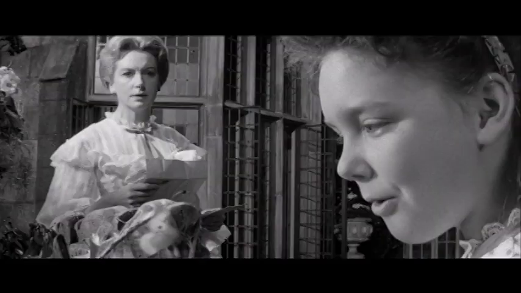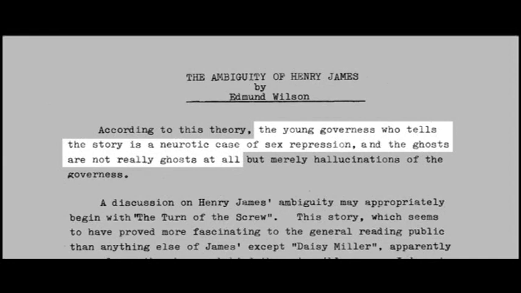But he also sharpened up the dialogue and made it much more Freudian. Oh, look, it's a lovely spider and it's eating a butterfly. Jack Clayton had read a famous essay by the literary critic Edmund Wilson, written in the mid-30s, called The Ambiguity of Henry James, which suggested that the story might well be a fantasy on the part of the governess, a sexual fantasy that she's projecting onto the children with a riot of phallic symbols.